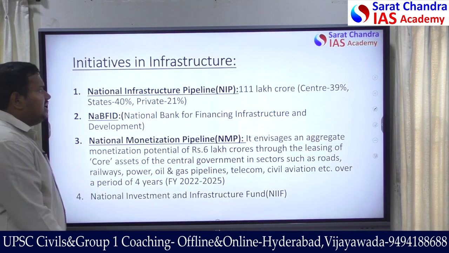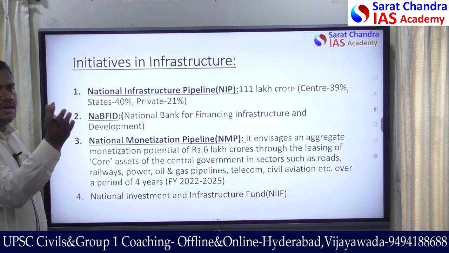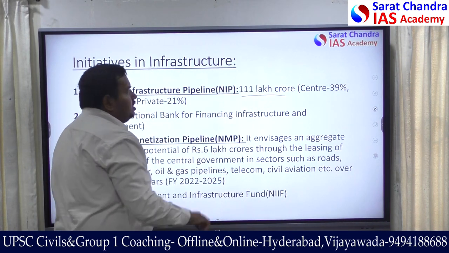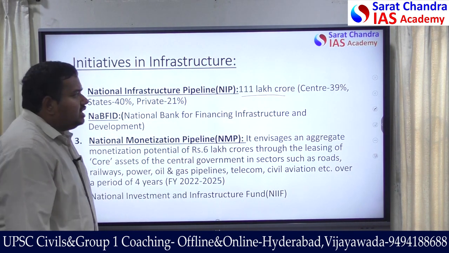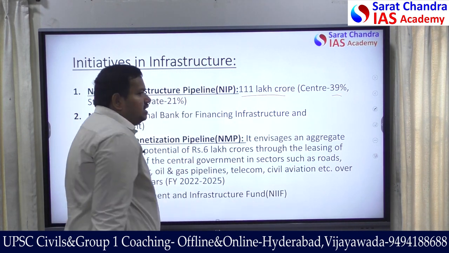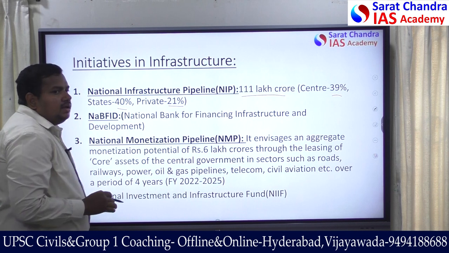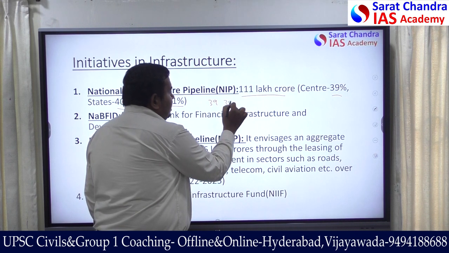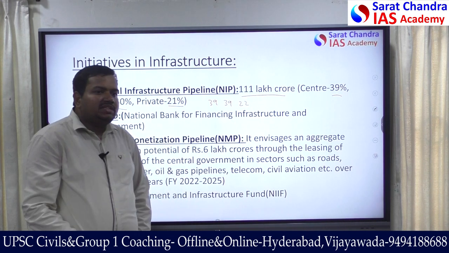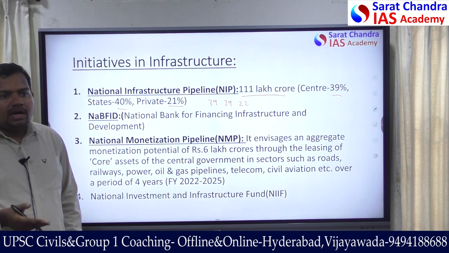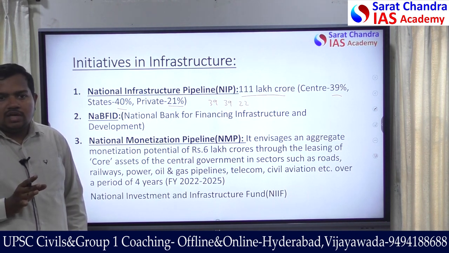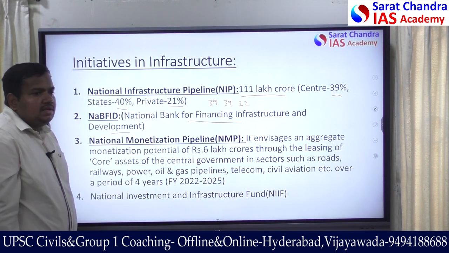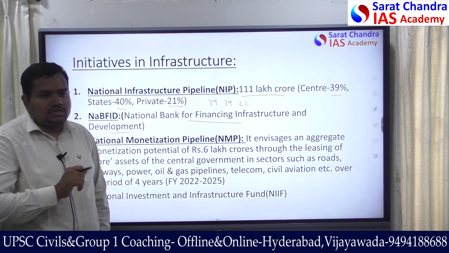Next, initiatives in infrastructure. Some of these we have already discussed in the class. First, National Infrastructure Pipeline. How much amount? 111 lakh crore. And what is the division? Center 39%, state 40, private 21. But in many books it is given 39, 39 and 22, but the Economic Survey has given 39, 40, 21, and we have to follow the Economic Survey. Okay, so after that, National Bank for Financing Infrastructure and Development. In last year's budget it was introduced.